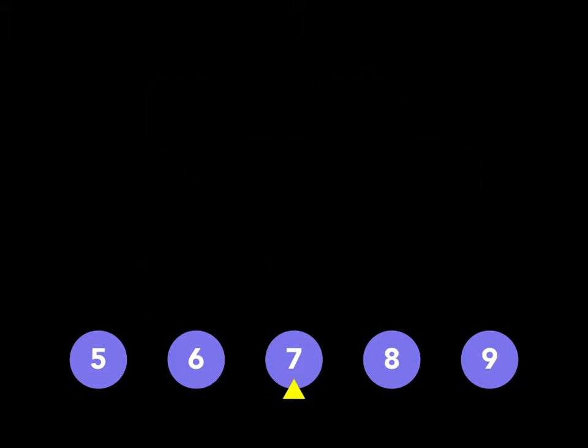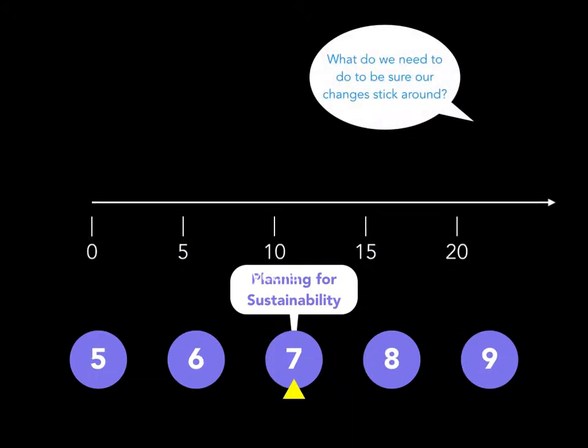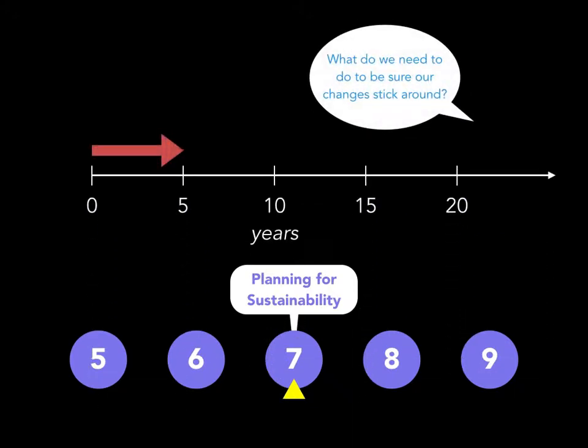Meeting 7 is the last AIM meeting we will use for creating action plans. This is when we add tasks related to sustainability to our plans. What do we need to do in order to make sure our changes are around 5, 10, even 20 years from now? During Meeting 7, we will make sure that we have included tasks that will help us sustain our changes over the long term.